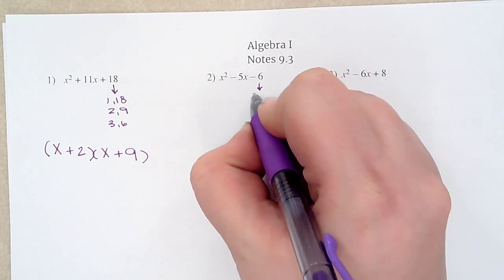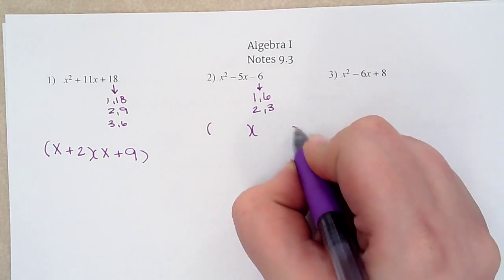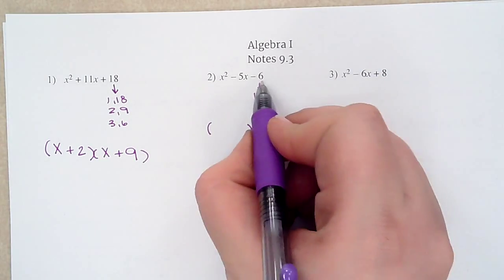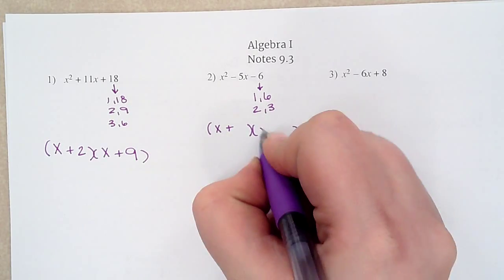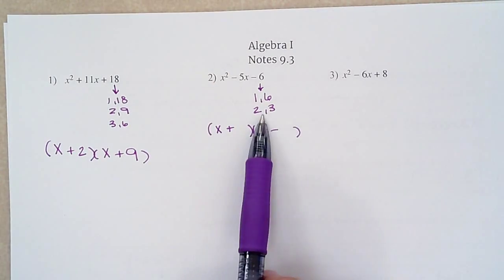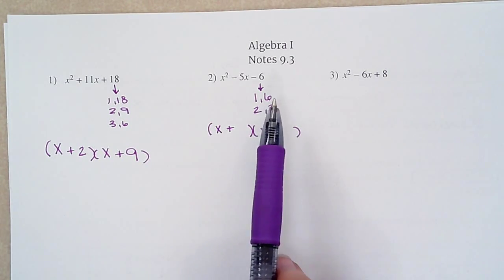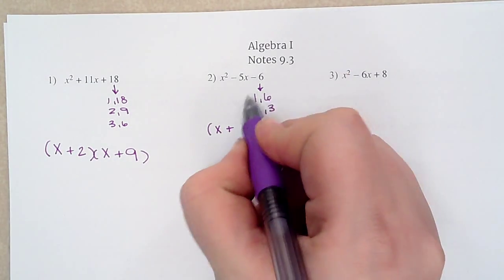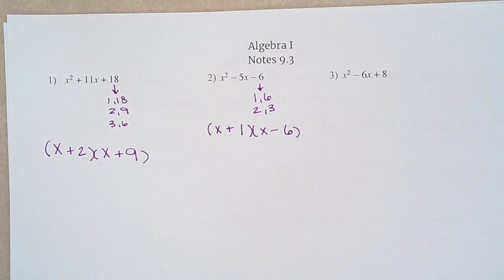Negative 6, I have a 1 and a 6, and a 2 and a 3. Now, I will put these in here knowing that one has to be positive and one has to be negative. How do I know that? Well, I know that to multiply to a negative, one has to be positive, one has to be negative. Now, your first thought is 2 and 3, but there's no way with a positive 2 and a negative 3 or a negative 2 and a positive 3 to get a negative 5. So we have to go back to this set of factors and see that we need a negative 6 and a positive 1 in order to factor that one.